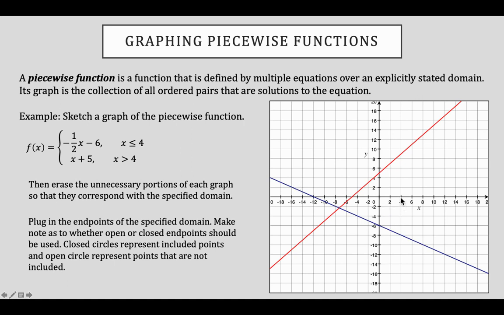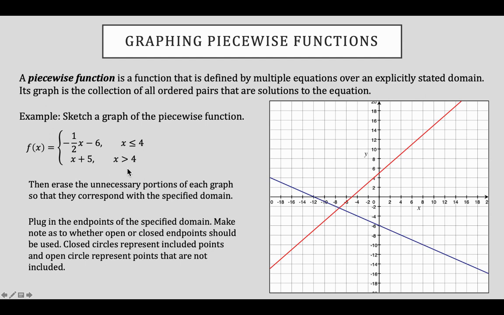Notice here's x equals 4. Here is negative 8. I'm going to put a filled-in circle because that point is included. We want less than or equal to 4 in this case. So I'm going to fill in that circle right there at (4, negative 8). And I'm going to erase everything that is to the right of that point.